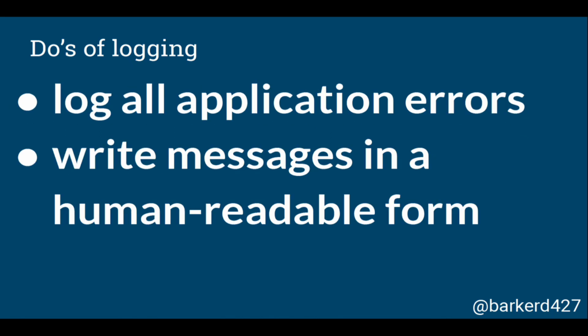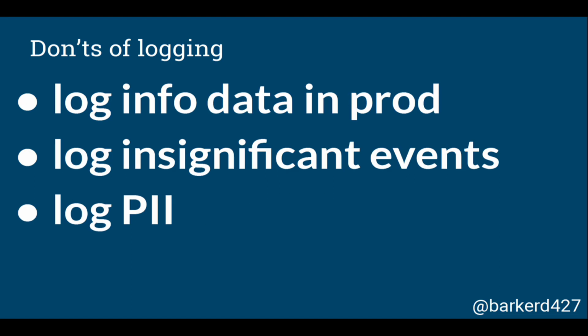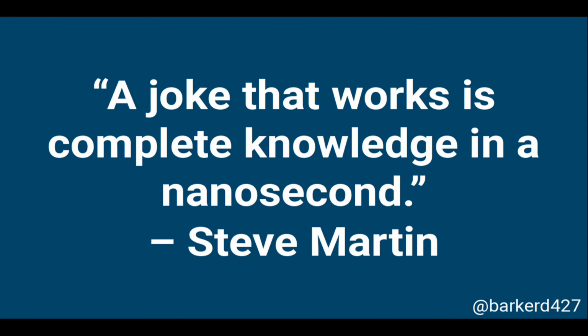You should log all application errors. If it's an error, someone probably needs to know about it. If you're not logging it, then it's probably not an error. And you should also write them in human readable form, because when someone is responding to these at 2 a.m., it's much easier to respond when it's something in plain text than some cryptic algorithm they have to figure out. Do not log info in dev or in prod, and only log significant events. And don't log PII. Please don't log PII. Yeah, I see that a lot too.